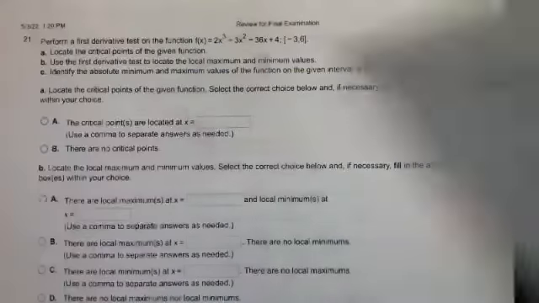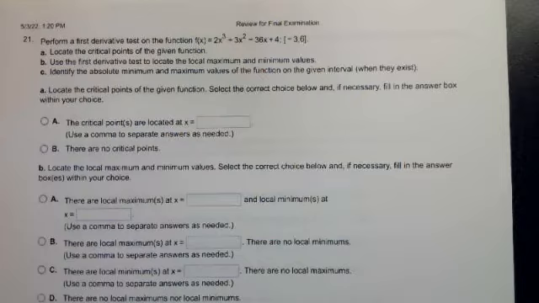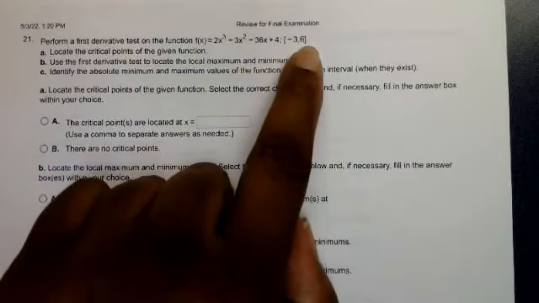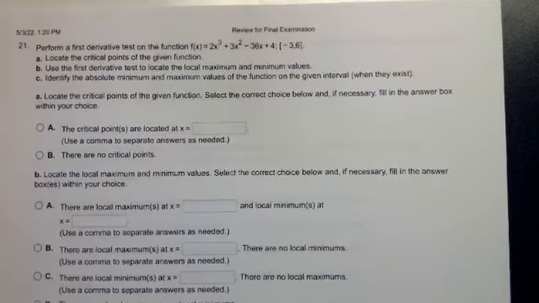Now, problem number 21. We're going to perform a first derivative test on the function f of x is equal to 2x cubed plus 3x squared minus 36x plus 4. We're given the interval from -3 to 6. In this case, we're going to locate the critical points of the given function.